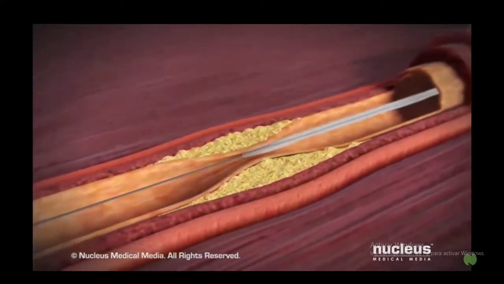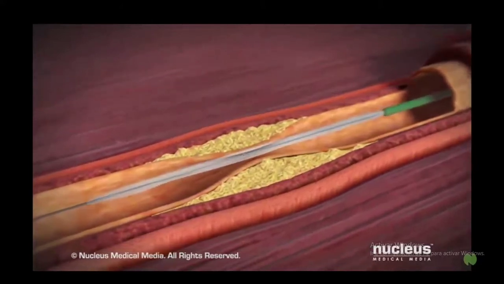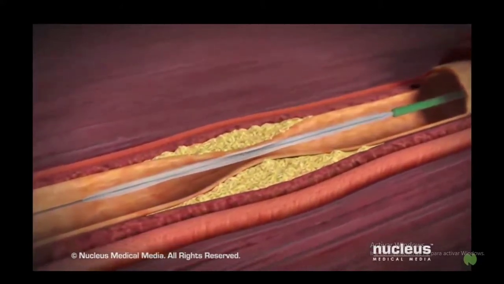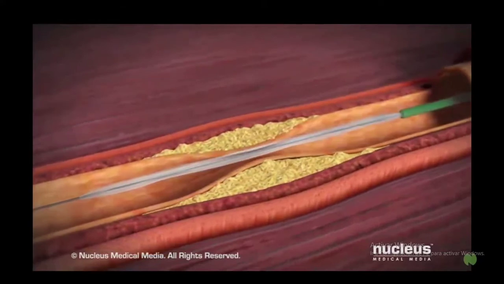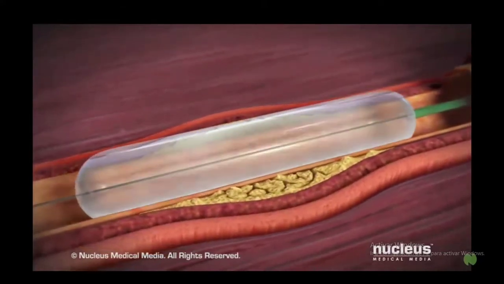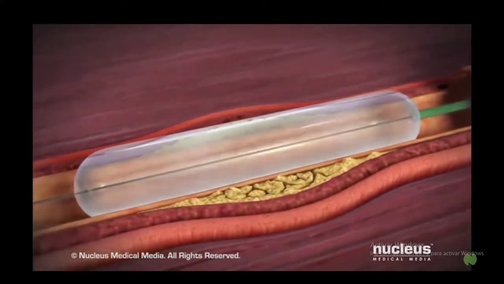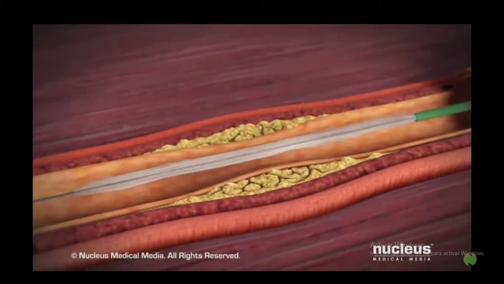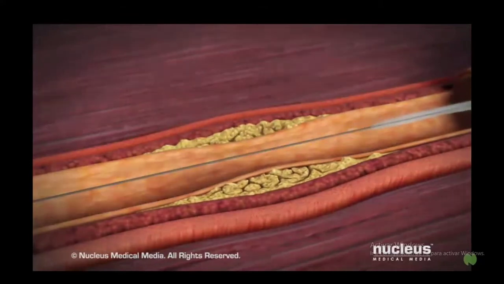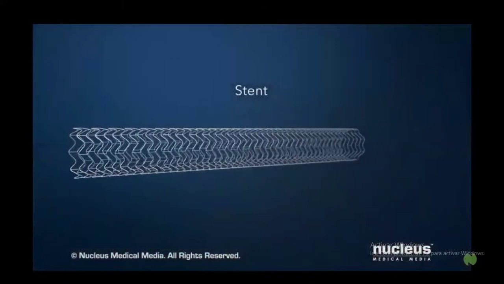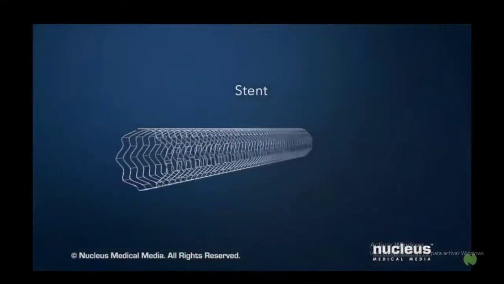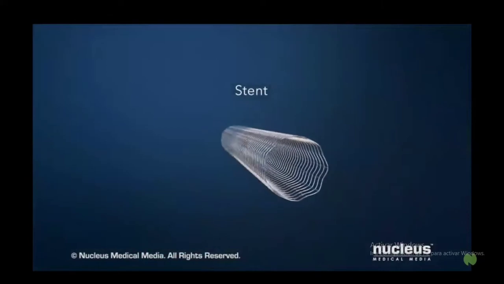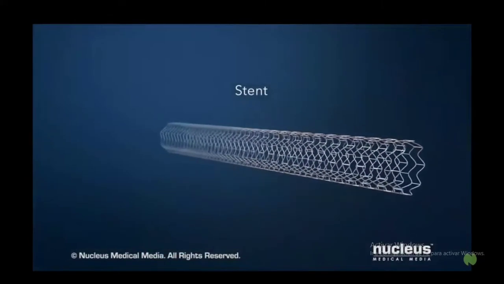A balloon on the tip of the catheter will be moved along the wire to the blockage. When the balloon inflates, it will expand the artery and improve the blood flow. You may feel some chest discomfort while this is happening. After this, your doctor will deflate and remove the balloon. A wire mesh tube, called a stent, may be placed in the treated area. The stent helps keep the coronary artery open.